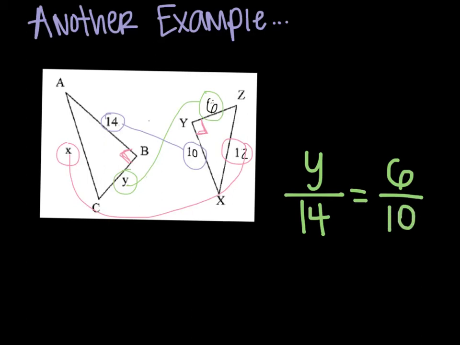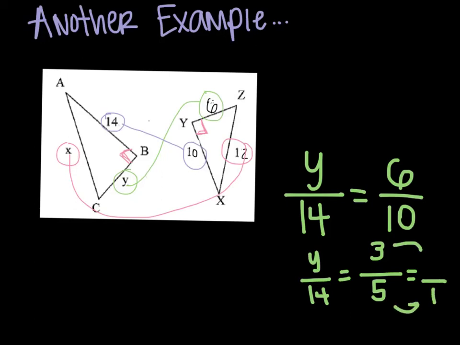So here's my proportion. I can actually simplify this down, and I'm going to. So y over 14 equals, and if I divide by 2, I get 3/5. Now, that's not entirely helpful because we still have to solve this, and it's not super easy math, but I can find my unit rate, so I can find what 1 is. So 3/5, and then over 1, I'm going to divide by 5 on both sides. So 3 divided by 5 is going to give me 0.6.